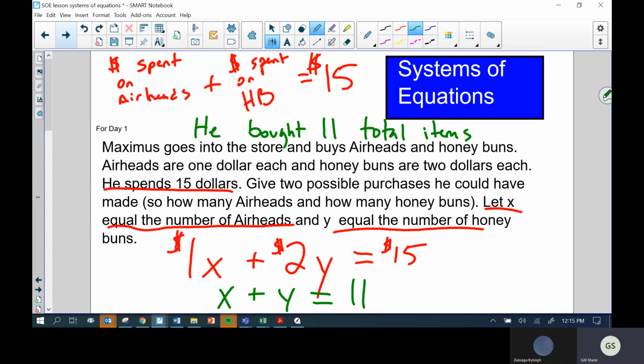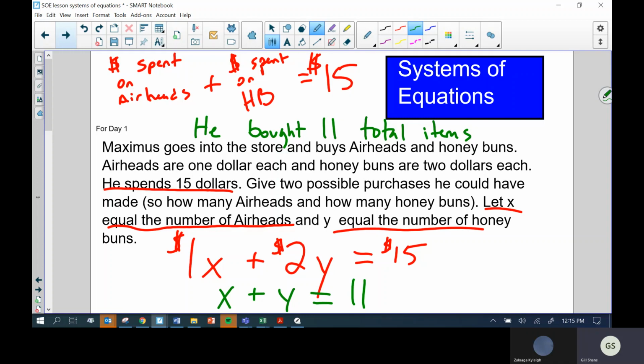If you can figure out how to say it in words, the words tell you exactly what your equation is. The number of airheads plus the number of honey buns equals, and I'm going to write a whole bunch of those in a minute, 11. 11 total items. Wait, weren't we supposed to do like 13?